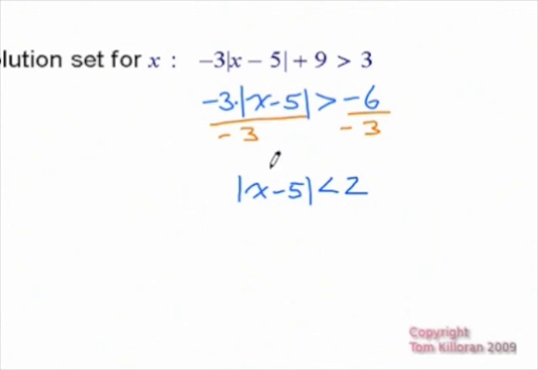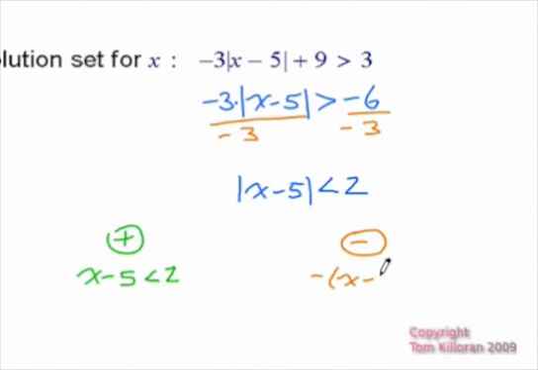Now we have to change this x minus 5, assuming it's positive and assuming it's negative, and see what happens. When it's positive, we're just going to pull it out as x minus 5 is less than 2. And if it's negative, we're going to change its sign by multiplying everything on the inside by a negative 1, and it's still less than 2. Alright, and then just solve both of these inequalities. This becomes x is less than 7.